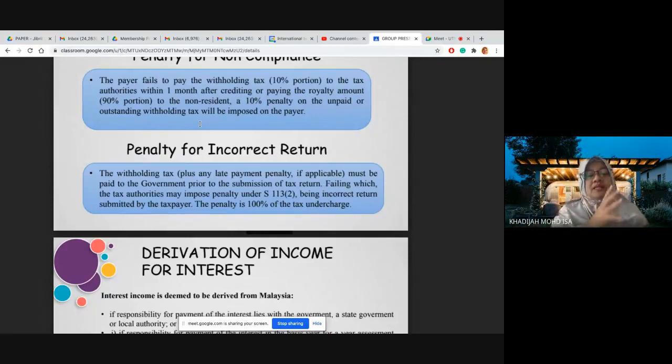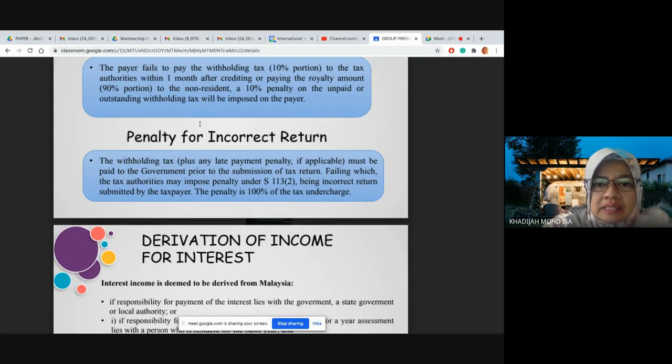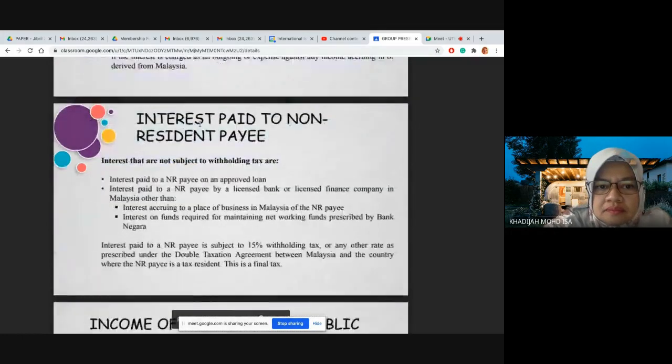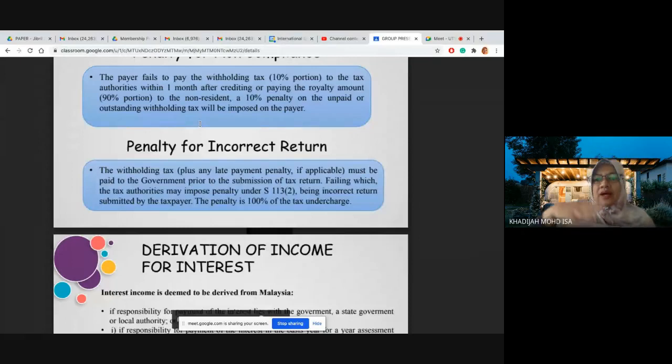So when you make an incorrect return, the penalty is that not only the 10% remains, but you also have a 100% penalty on the tax under charge. Understand? Do you have an example of this incorrect return? You have to understand how to compute incorrect returns. Now the tax under charge is on the 40,000, and the tax rate is 24%.